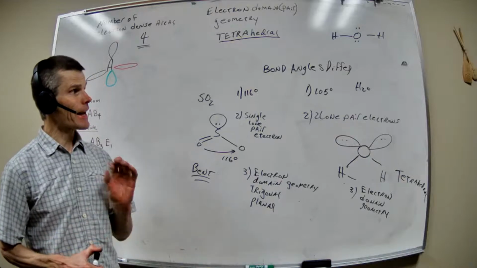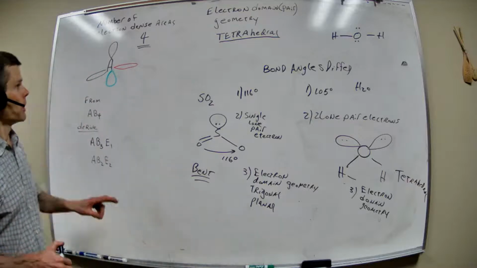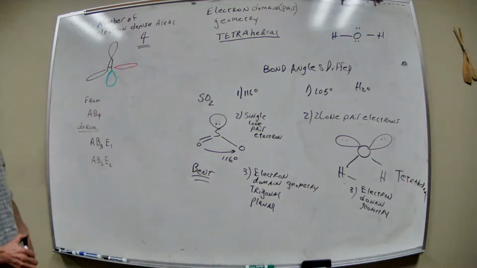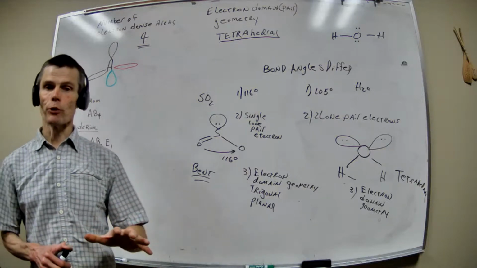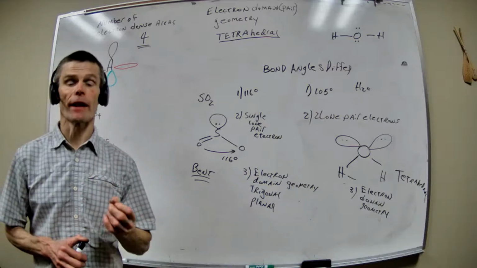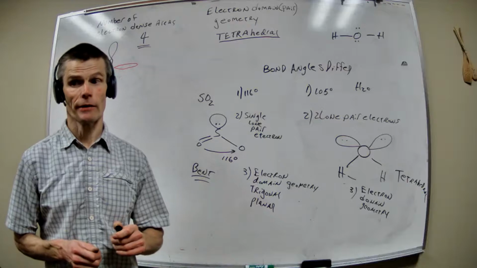So that ends the discussion on molecules that are formed from four regions of electron density about a central atom. In our next lecture, we're going to move to central atoms that have lone pair of electrons and can also experience expanded octets. Thank you.